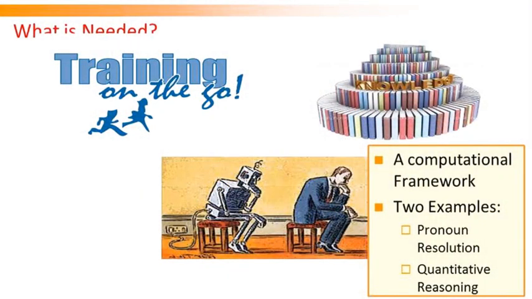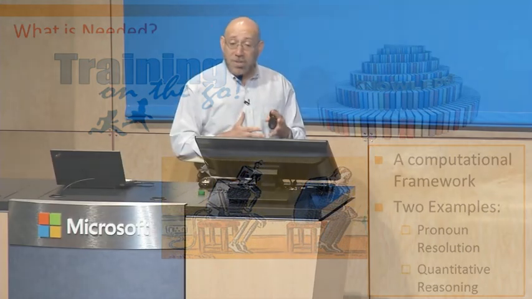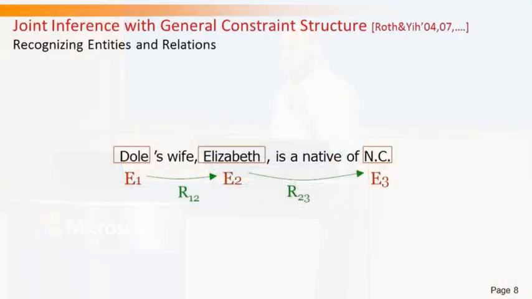So in the next few minutes, I'm going to suggest a computational framework that does this and give you two relatively detailed examples where common sense reasoning actually comes into play in natural language understanding. My first and very simple example, that hopefully many of you have seen already, is that of identifying entities and relations together. This is actually work of my student who may be in the crowd here, Scott Yih.